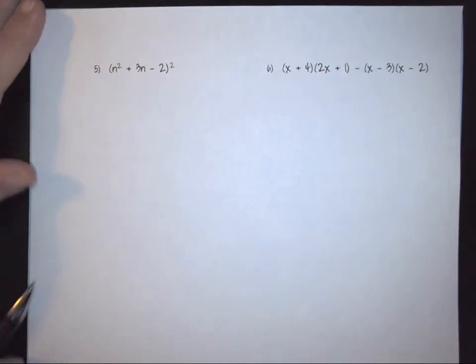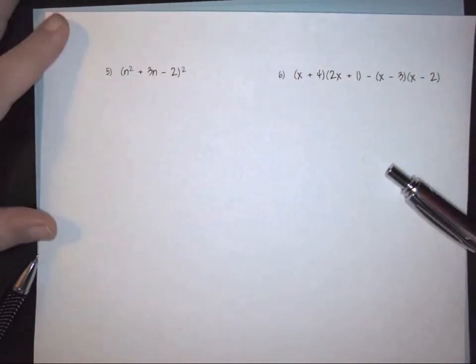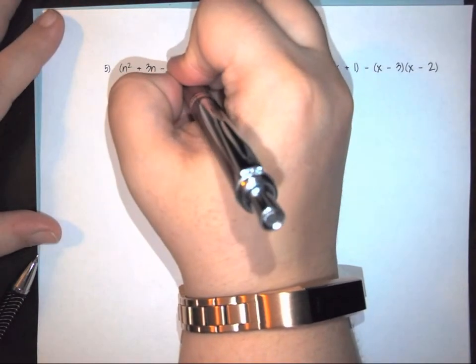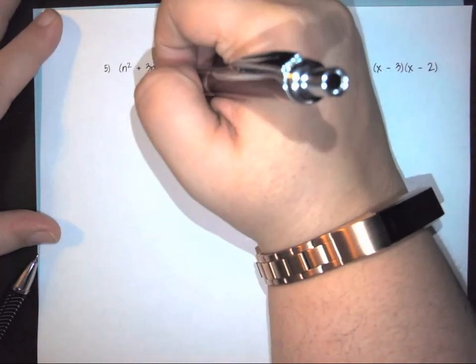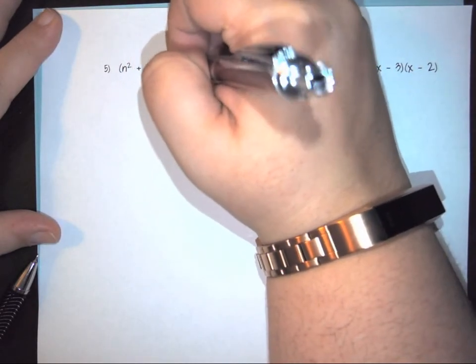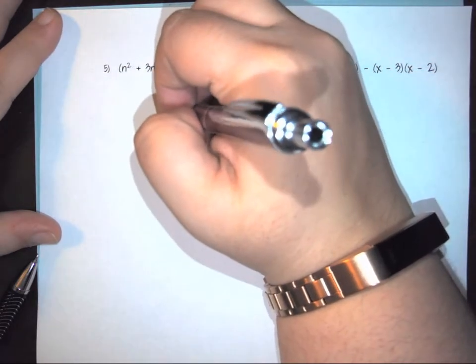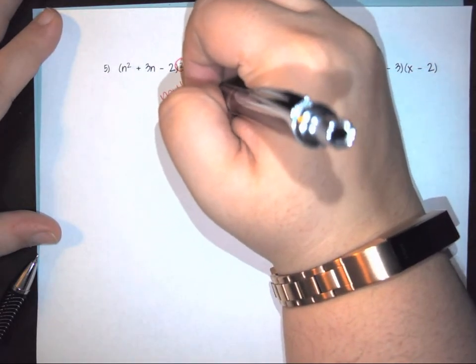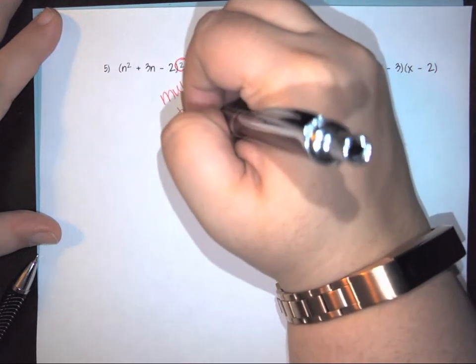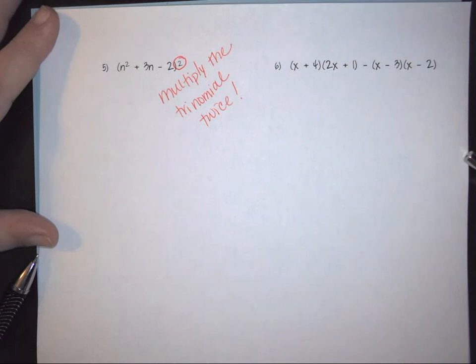This term right here, the square right here, means I'm going to multiply the trinomial twice. Okay, that's what it means. It means I'm multiplying it twice.